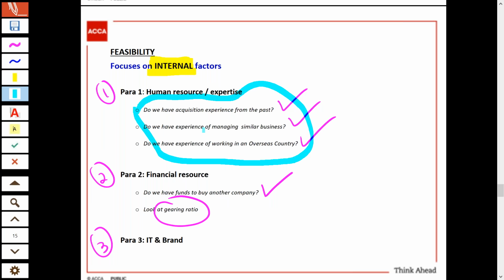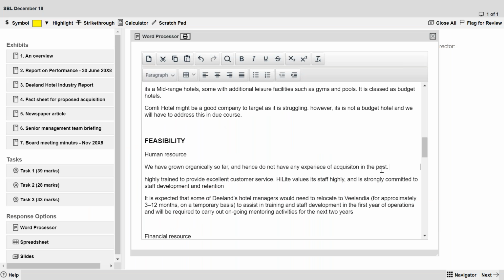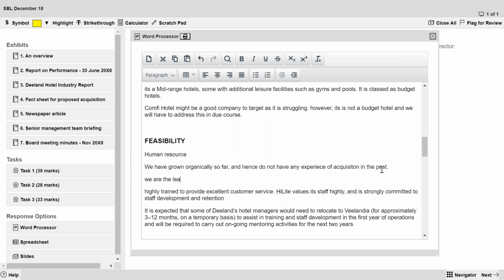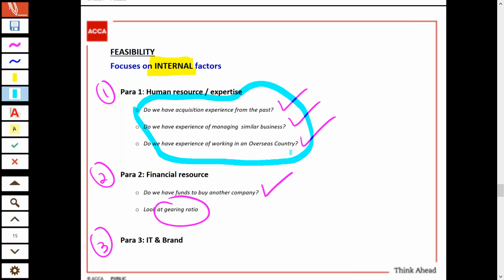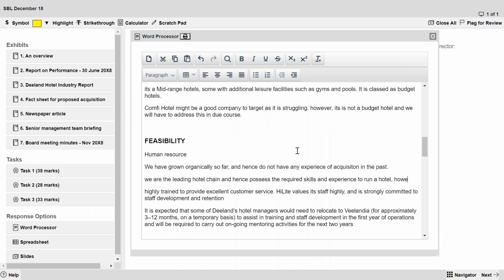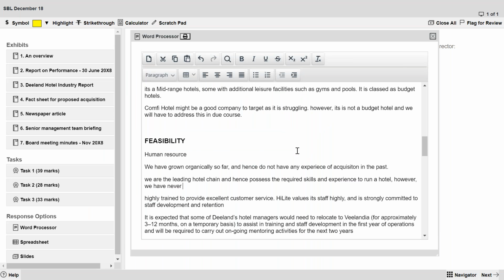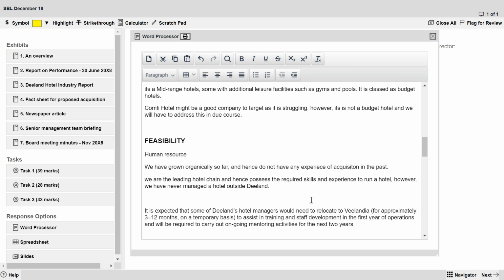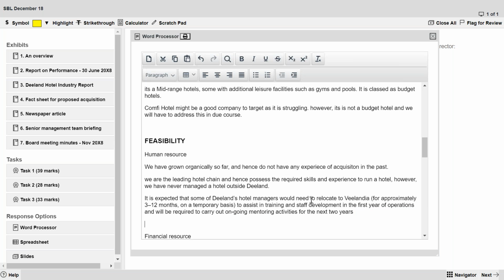Second point we need to talk about, do we have experience of managing similar businesses? Yeah, we are the best. We are the leading hotel chain and hence possess the required skills and experience to run a hotel. However, what's the third one? Do we have experience of working in an overseas country? No. However, we have never managed a hotel outside D-land. That's it. So remove this thing and just keep this sentence.